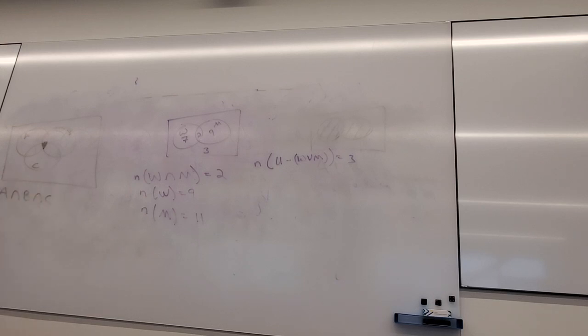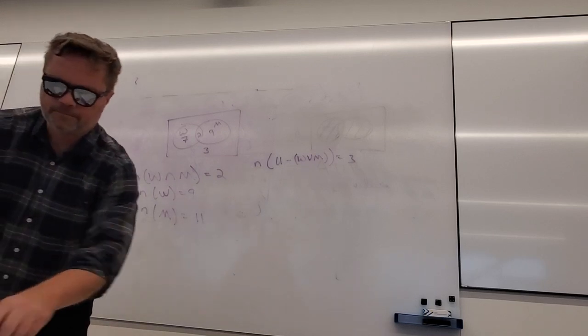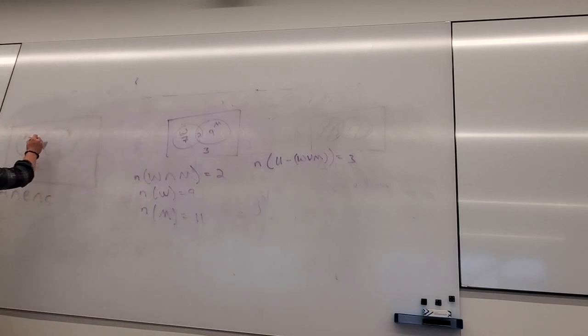Okay. What about these people? A and C. A and C, right? Okay. So there's going to be a few homework problems where they have either shaded in or numbered, and you have to identify an expression that tells you what that piece is.